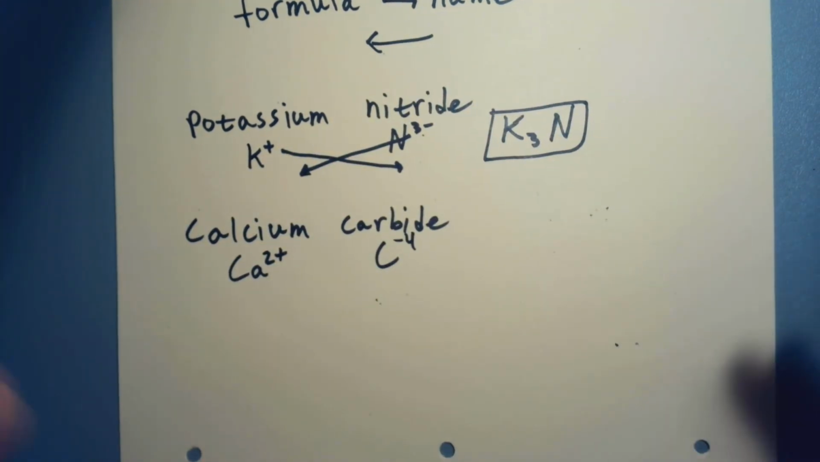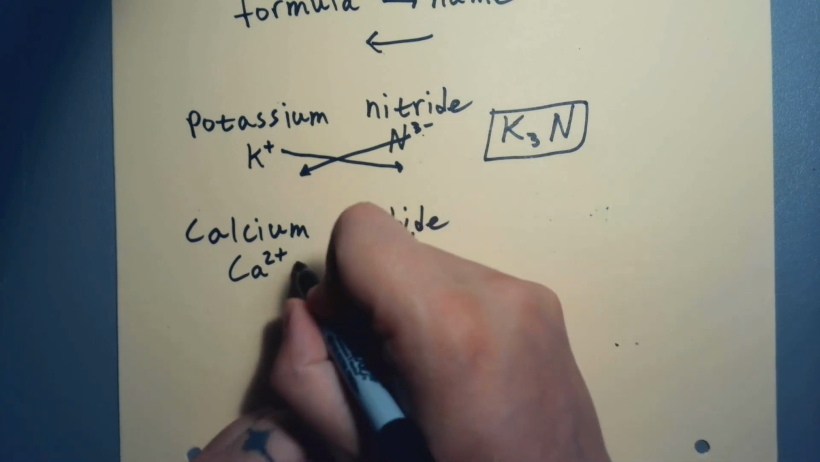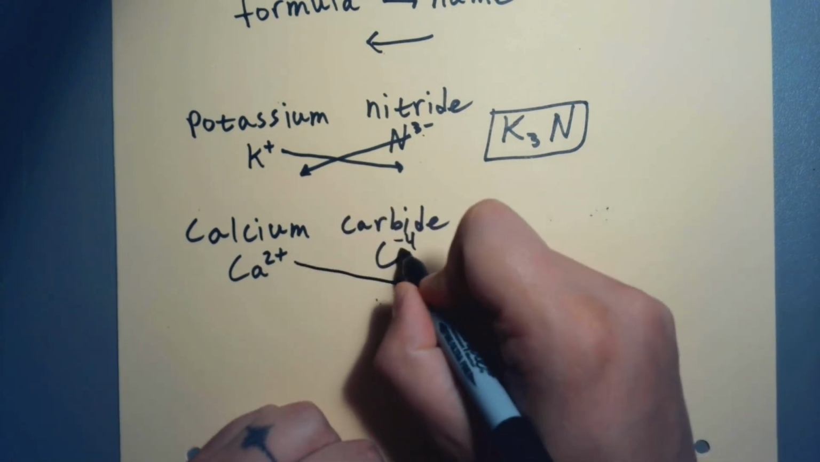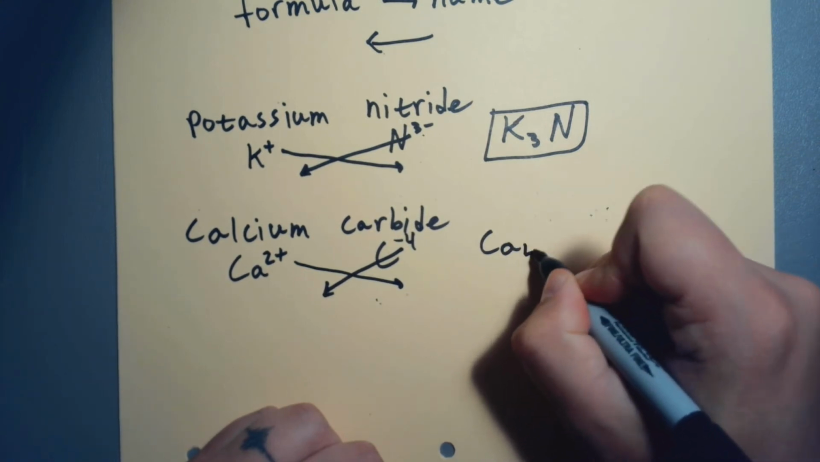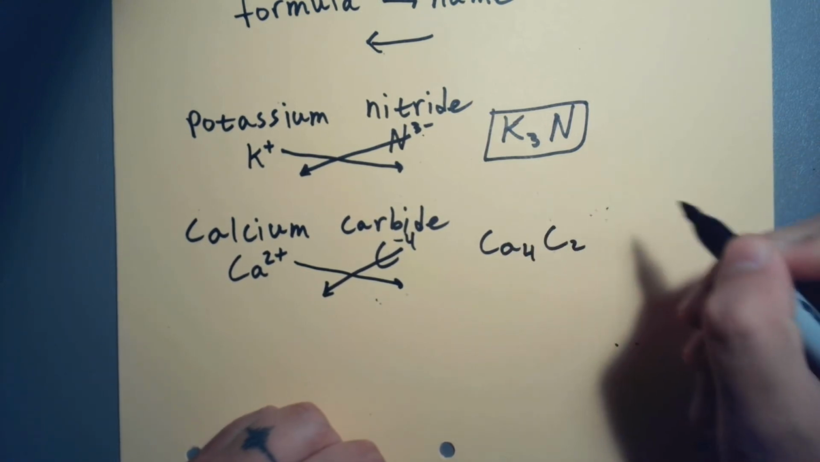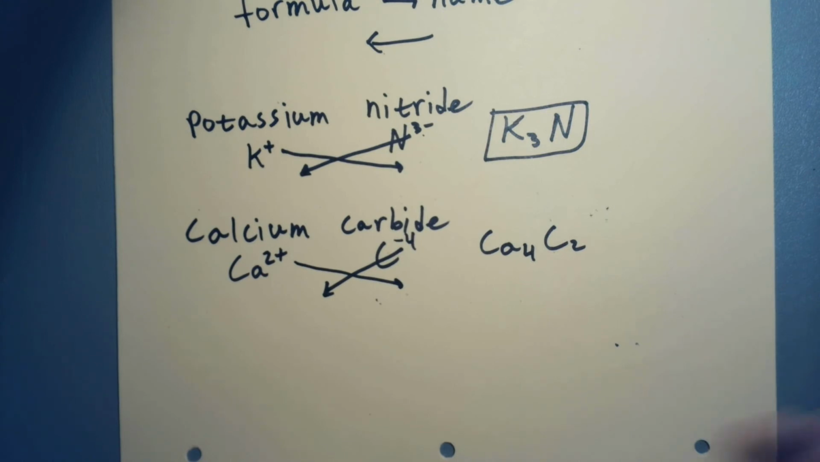So we got a +2 and a -4. Do the diagonal trick, and we get Ca4C2. Are we done here? Take a second look at that. Does that look like a finished product?